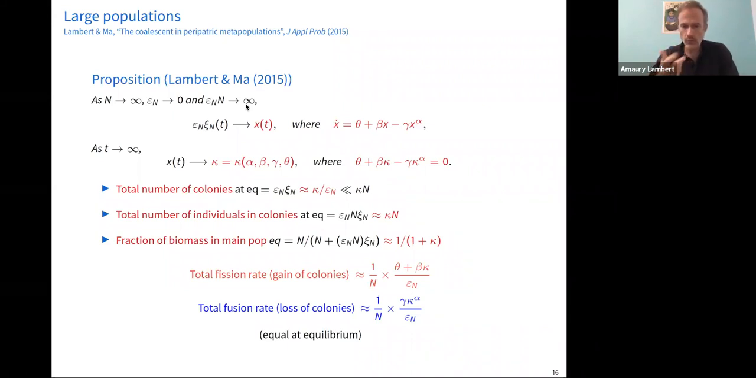So if you compute the fission and fusion rates, of course, they are equal at equilibrium, and they are of the order of 1 over n epsilon, which is the size, n times epsilon, the size of a colony. And so now we'll be interested in the coalescent that is produced by this model.